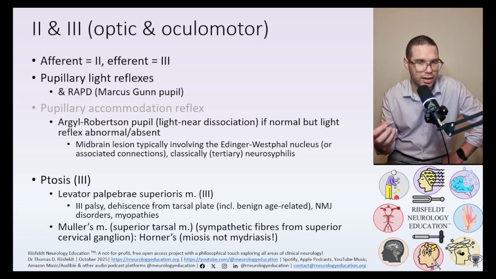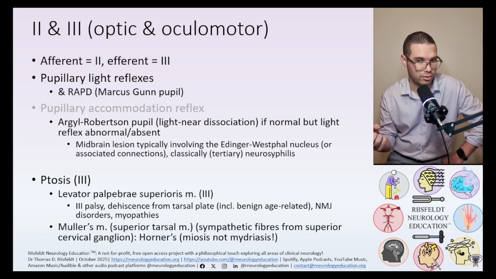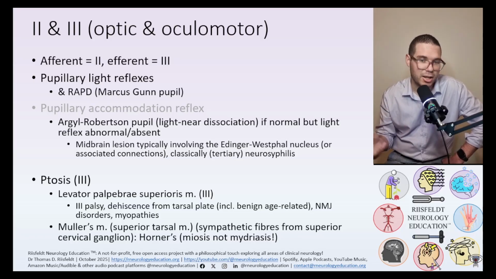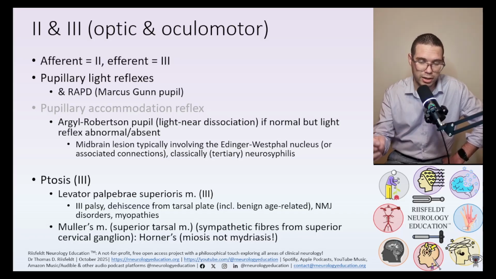I'll say that again, the Edinger-Westphal nucleus, or very close to that with some of the associated connections to that nucleus. And classically, the cause for that is neurosyphilis, tertiary syphilis. There are some other causes, but that is the classical cause. That comes up in examinations all the time, and it's an important thing to know about, especially given the rise of syphilis in some parts of the world, including in Australia. So that's an important thing to know about.